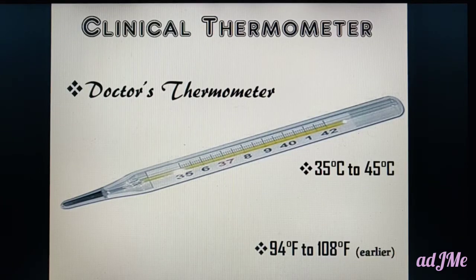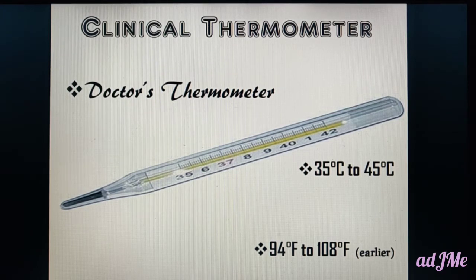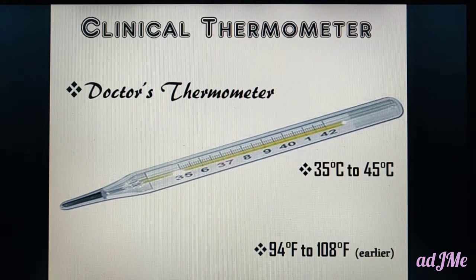Our first importance goes to clinical thermometer, which is otherwise called doctor's thermometer, because doctors use this thermometer to identify the temperature of a person or an animal. If the doctor is a veterinary doctor, he uses a different kind of clinical thermometer, which will be slightly bigger than the normal clinical thermometer, based on which he identifies the temperature of a particular animal. Veterinary doctor identifies in animals.